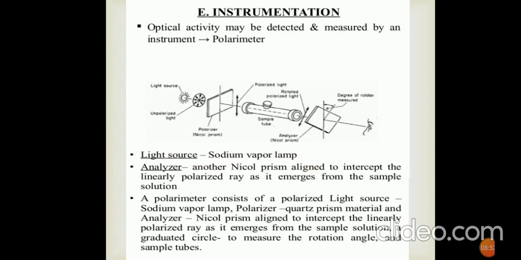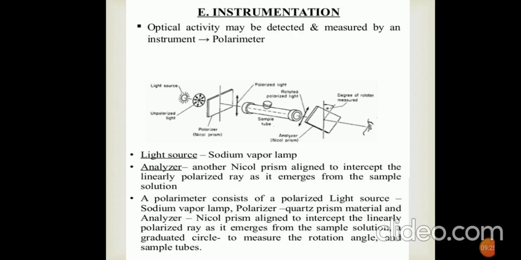If two such compounds are there, they are optically active compounds. So what exactly is the instrumentation here? It is a very important point. Optical activity may be detected and measured by an instrument called a polarimeter. The light source is a sodium vapor lamp. The analyzer is another Nicol prism aligned to intercept the linearly polarized ray as it emerges from the sample solution.